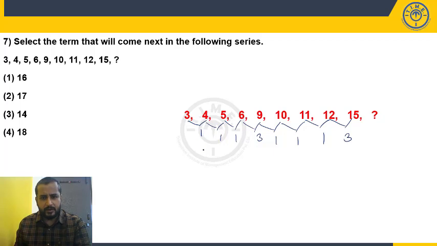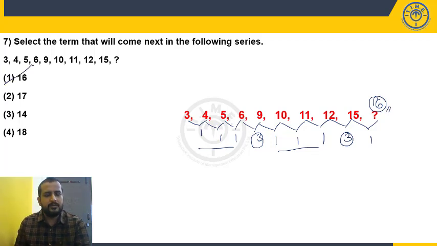If that is the case, look at the pattern. 3 times 1 and 3. 3 times 1 and 3. So what could be next? As per this logic, it should be 1. So 15 plus 1, 16. So what will be my answer? 16. Very simple, right? Choice 1 is my answer.